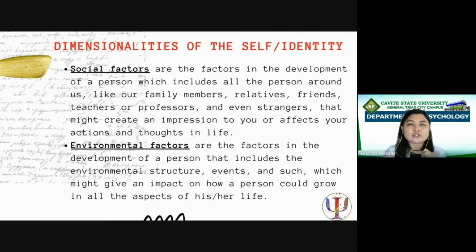First is the social factors. These are the factors that include the people around us, like the family members, relatives, friends, teachers, professors, or even strangers. Sabi meron tayong others. Others may be significant or generalized. Pag sinabi natin generalized others, these are people who we are related with, but we do not have an intimate relationship with them. Pag sinabi naman nating significant others, as the name implies, significant.